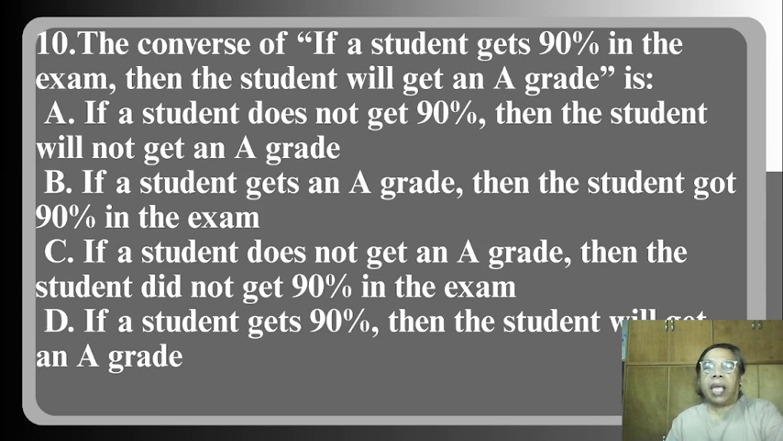A. If a student does not get 90%, then the student will not get an A grade. B. If a student gets an A grade, then the student got 90% in the exam. Letter C. If a student does not get an A grade, then the student will not get 90% in the exam. And letter D, if a student gets 90%, then the student will get an A grade.